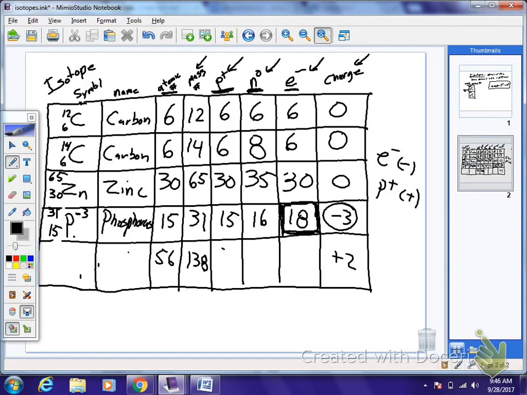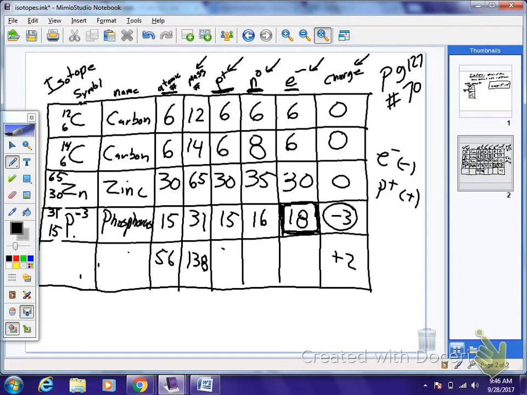So go ahead and do the last row across and see if you have everything filled out like the one above. And then your assignment over the break would be page 127, number 70. So page 127, number 70.